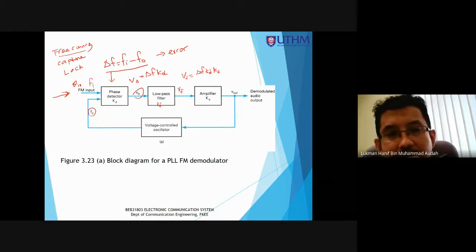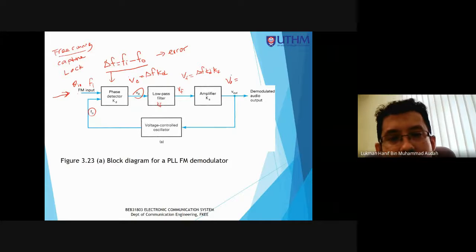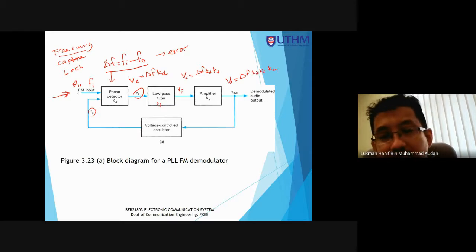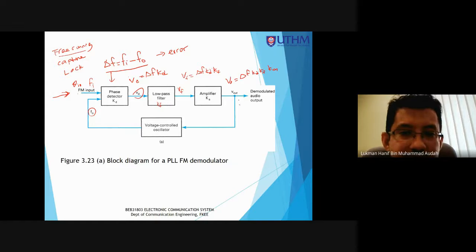Okay. And then what? V out. So V out is equal to delta F KD KF KA, didarabkan dengan dia punya transfer function. So barulah dapat dia punya V out. And this V out, we pass through the voltage control oscillator.